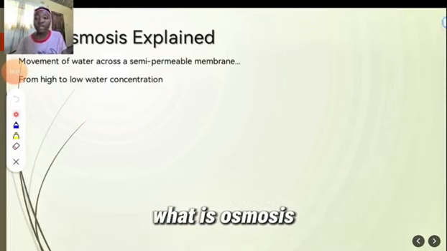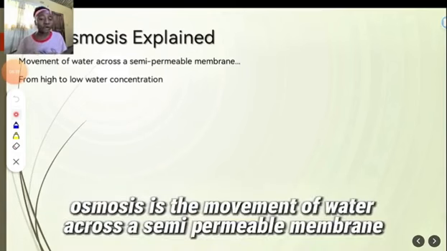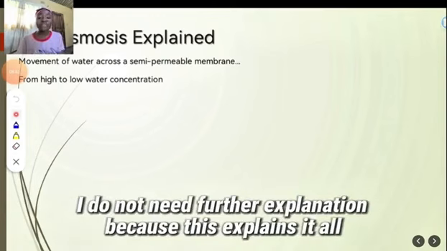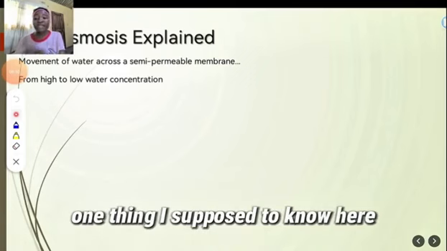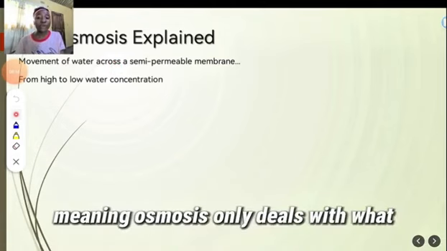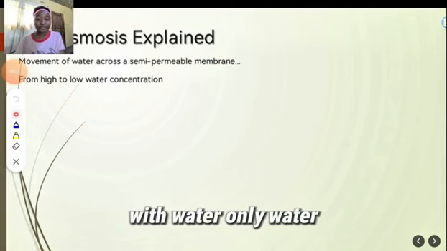What is osmosis? Osmosis is the movement of water across a semi-permeable membrane from high to low water concentration. Actually, I do not need further explanation because this explains it all. One thing you're supposed to know, here they've noted to say it is the movement of water across a semi-permeable membrane, meaning osmosis only deals with what? With water. Only water. Okay?